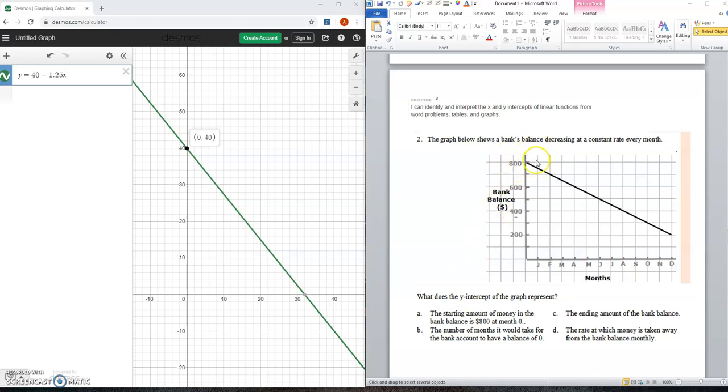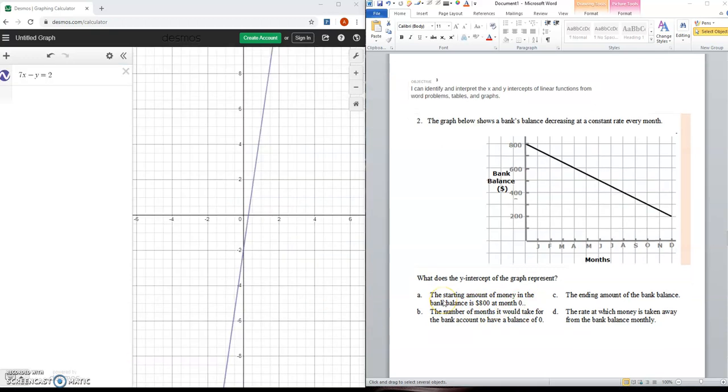So everyone, this is your y-intercept. It's the 800. Y-intercept is the starting amount. It's the initial amount. Another vocab is beginning amount. It's the deposit. So right here is your keyword. So the starting amount of money in the bank balance. The starting amount of money in the bank balance is 800 at 0 months. And that's what the y-intercept of this graph represents.